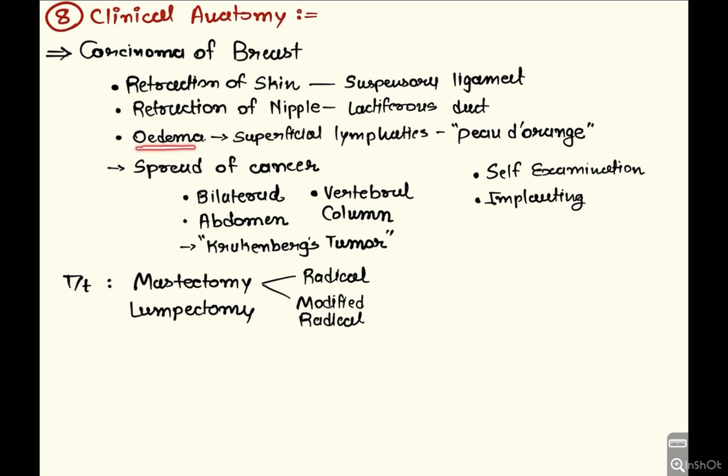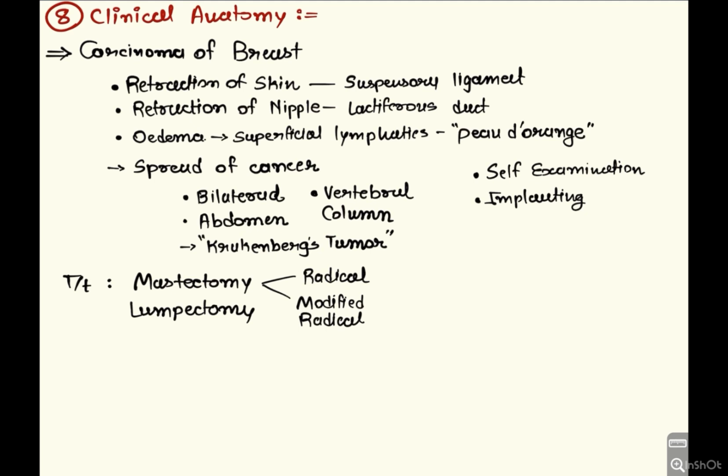Sometimes we can also see edema of the superficial lymphatics due to cancer cells. There will be edema of the superficial lymphatics, and the skin over the gland will become somewhat orange. This sign is known as peau d'orange appearance of the gland. It is due to edema of the superficial lymphatics, and it is a sign of a tumor.